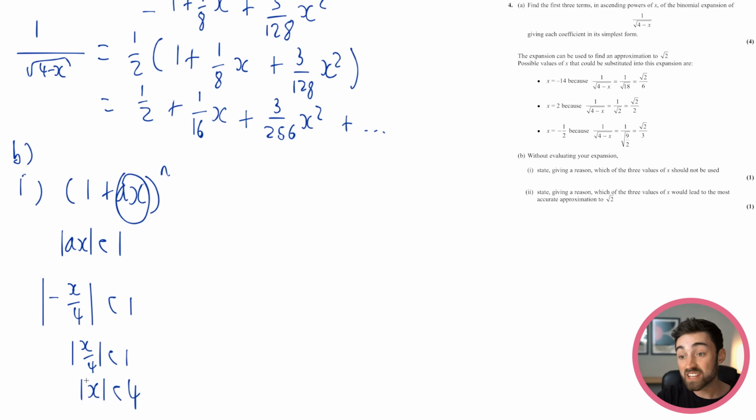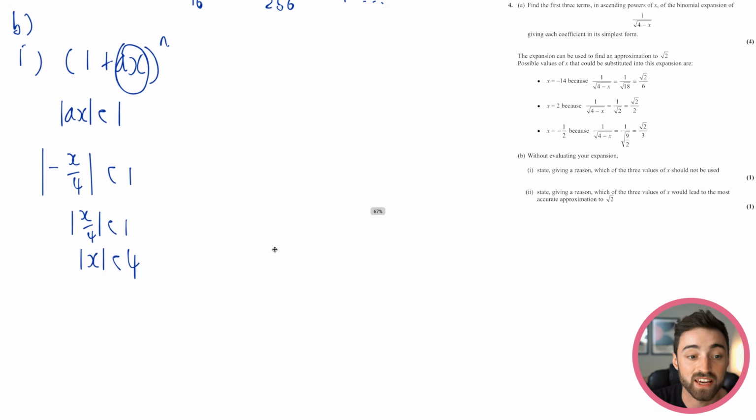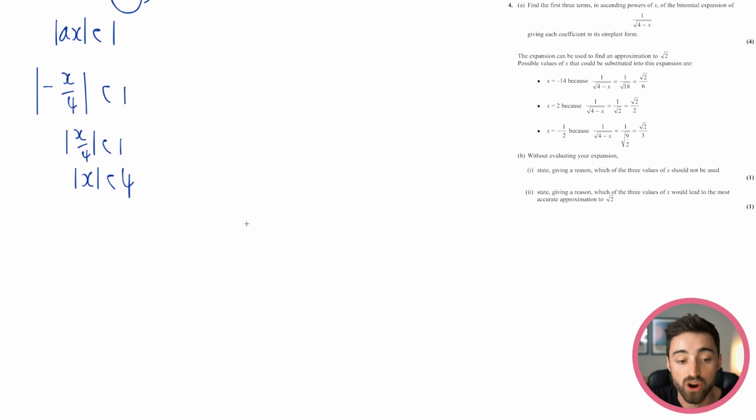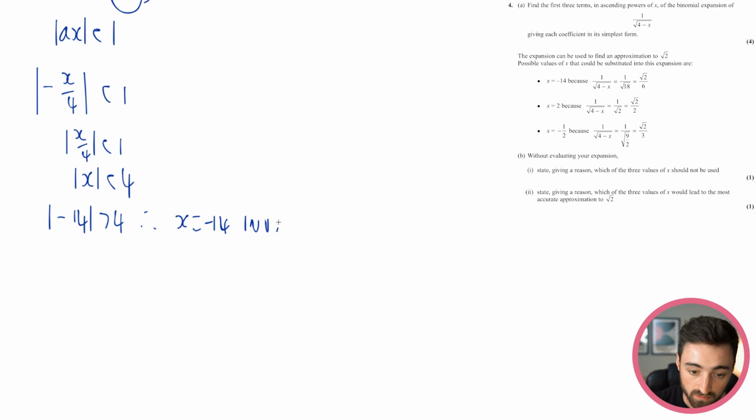Well, look at this. The first thing that they give is x equals minus 14. So does that satisfy the modulus of x being less than 4? No, it doesn't. So we would literally just say the modulus of minus 14 is greater than 4. Therefore, x equals minus 14 is invalid. Boom. Easy as.